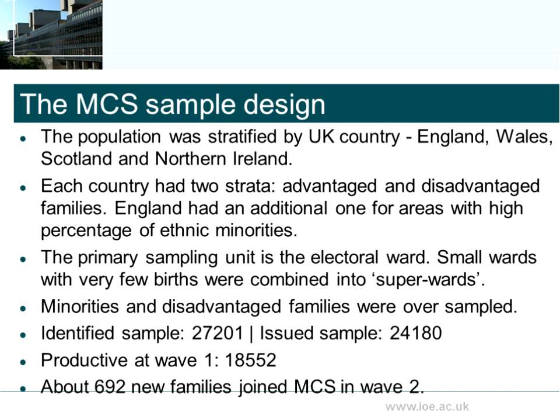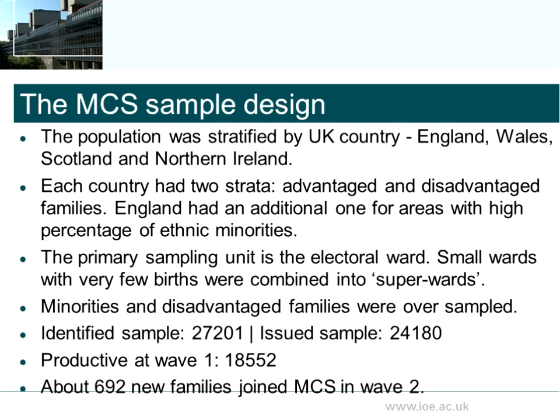The MCS sample is complex, so it's stratified, it's clustered, and has oversampled minorities and disadvantaged groups. So the population was stratified by UK countries, so England, Wales, Scotland, and Northern Ireland, and each country had 2 strata for advantaged and disadvantaged families in terms of their social class. England had an additional stratum for ethnic minorities, and the sampling unit was the electoral ward. So basically these families were selected from electoral wards. As I said, minorities and disadvantaged families were oversampled.